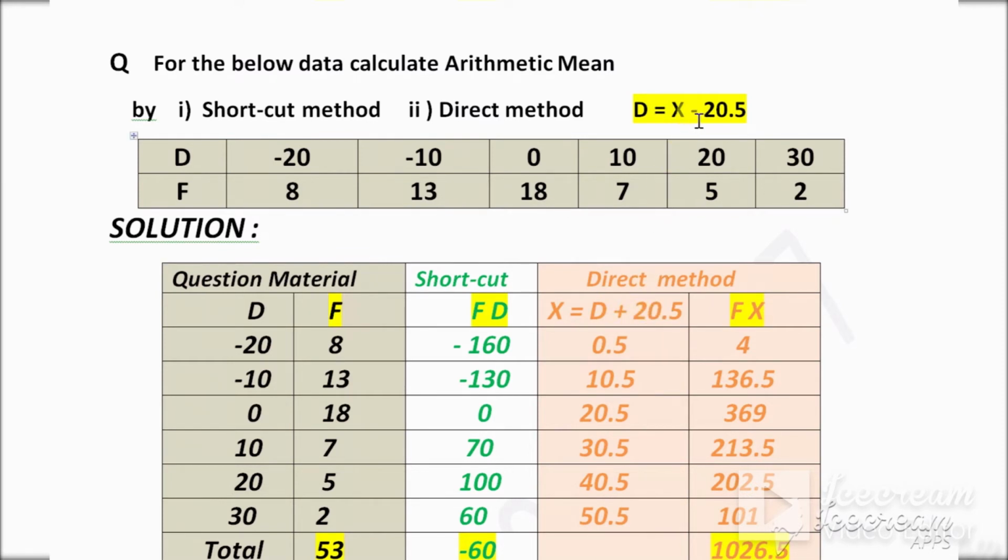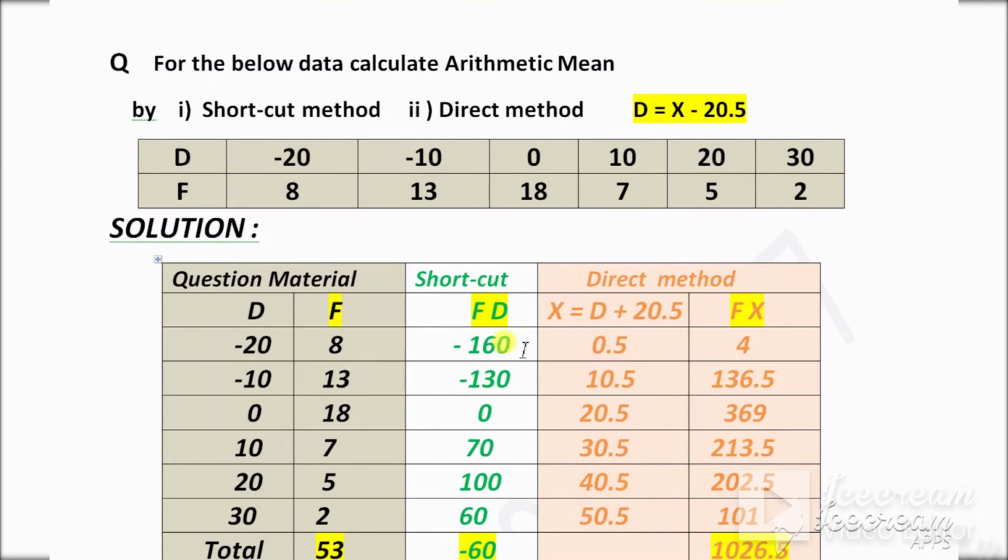Just change this mathematically and you will get x. X is equal to d plus 20.5. What does this mean? This means add 20.5 to each number of d. So these are the numbers of d. Add 20.5 to each of these numbers and you will get x. So negative 20 plus 20.5 is 0.5. Negative 10 plus 20.5 is 10.5. 0 plus 20.5 is 20.5. 10 plus 20.5 is 30.5.